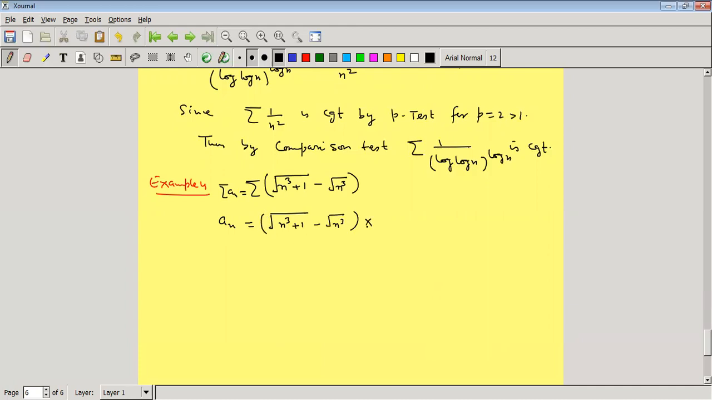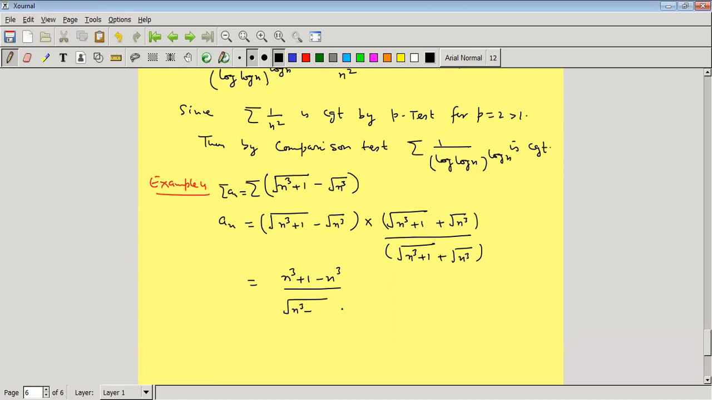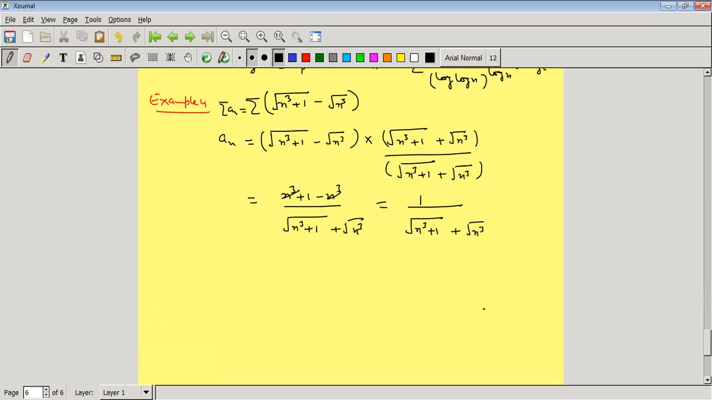So we can rationalize this, multiplying by square root of n cube plus 1 plus square root of n cube. So we get n cube plus 1 minus n cube divided by square root of n cube plus 1 plus square root of n cube. This cancels out, so we can write this as 1 upon square root of n cube plus 1 plus square root of n cube. So we can simplify this.